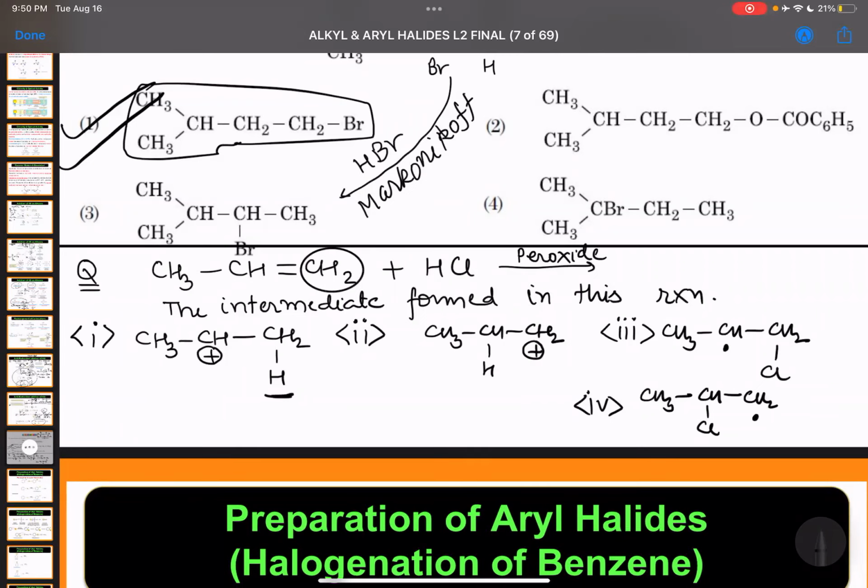Okay, this one, cation will come on the inner carbon, secondary cation. So this is going to be the answer. Okay, clear? Yes, sir. And all these will not be the answer because HCl doesn't get affected. So I hope this is clear.